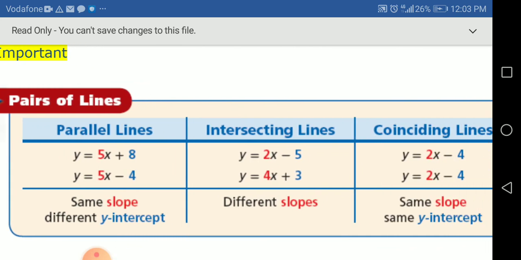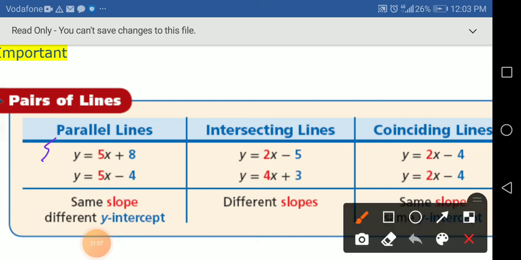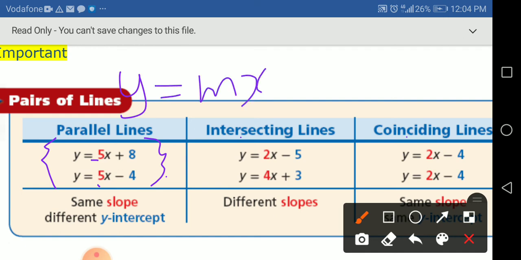Pairs of lines. Guys, I will give you two lines, y equal 5x plus 8, y equal 5x minus 4, and I will ask you, are they parallel, intersecting, or coinciding? Remember the equation y equal mx plus b. M here is the slope, so 5 here is the slope, and b here is the y-intercept.